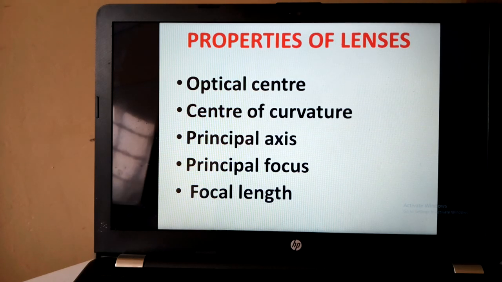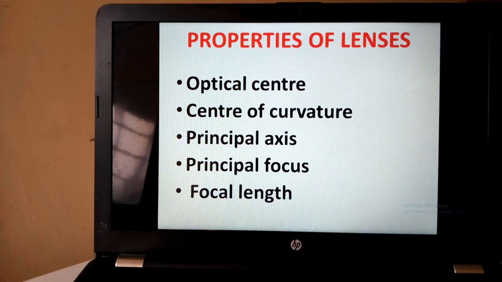Any lens you talk about must have what we call optical center. It must have what we call center of curvature. It must have principal axis. It must have principal focus and focal length. So anytime you talk of a lens, these are contained in a lens. A lens exhibits these properties.